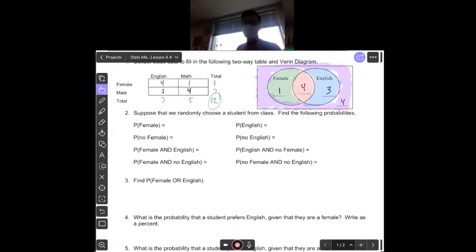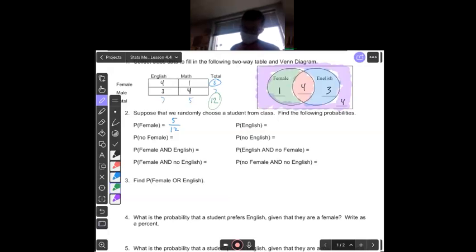So using our class data, if we were just to randomly select a student, what would be the probability that the person is female? 5 out of 12. 5 out of 12? Where'd you get that number from, Mason? I got the total. Never mind. I'm not saying you're wrong, I'm just asking a question. Yeah, total. Okay, so there's 5 females out of 12 people, right? So that came from right there. Okay.